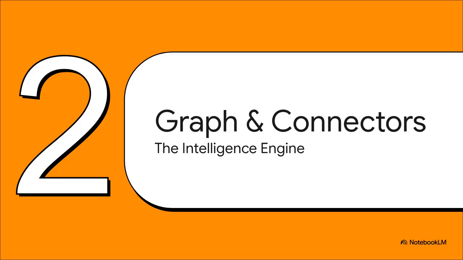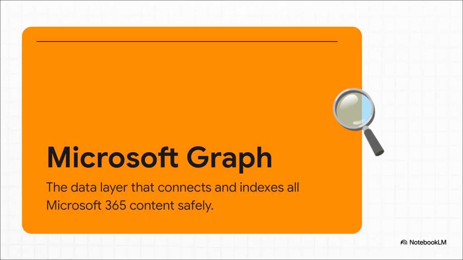Moving on to Section 2, Graph and Connectors, the Intelligence Engine. Okay, let's pop the hood and see exactly how Copilot accesses and synthesizes your organization's specific information so safely. And that brings us to the Microsoft Graph. Think of the graph as the underlying data layer that connects and continuously indexes all your Microsoft 365 content.